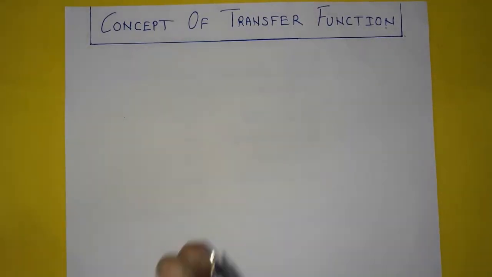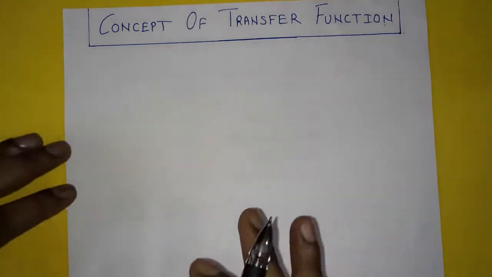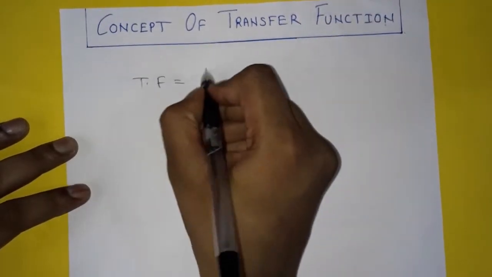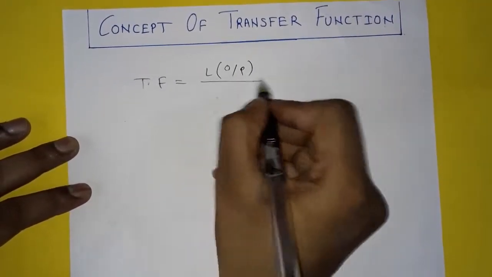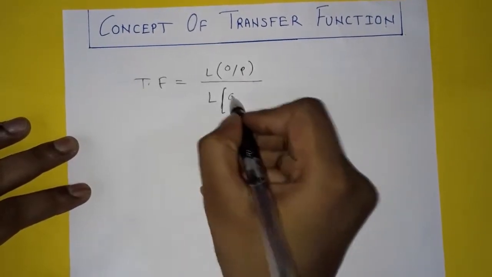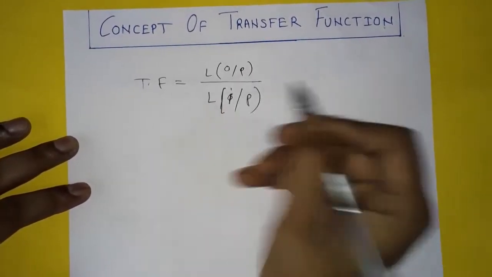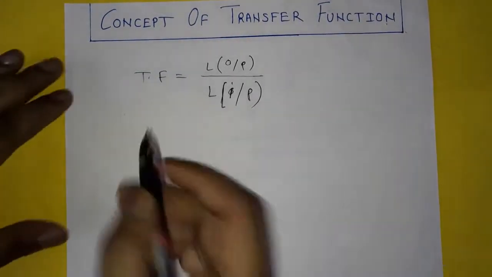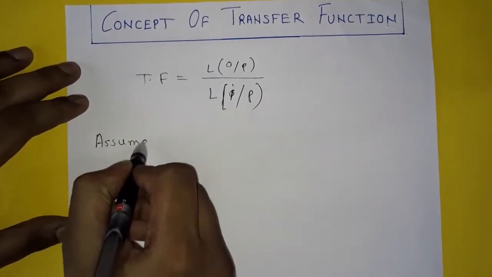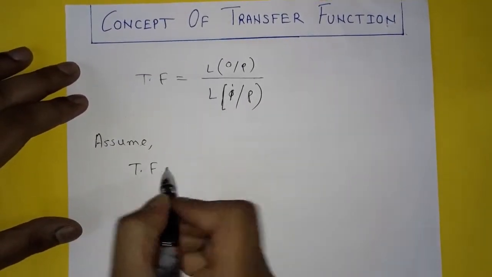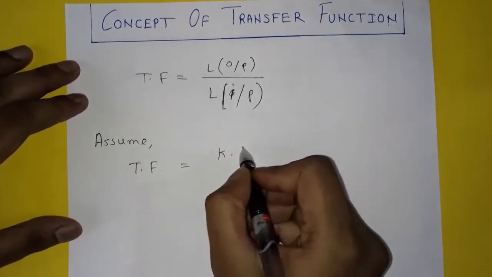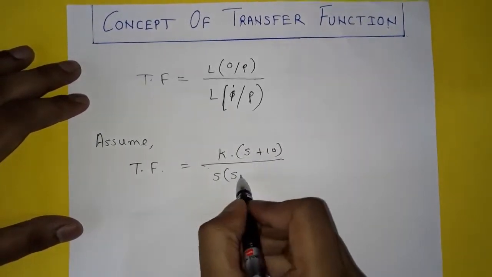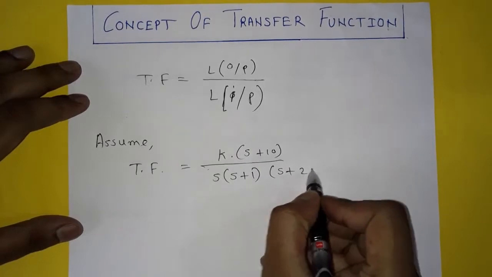Let's start with the mathematical form of the transfer function, and it is given as: transfer function is equal to Laplace of output upon Laplace of input. To understand the terms related to it, let's assume transfer function is equal to K into (s plus 10) upon s into (s plus 1) into (s plus 2).